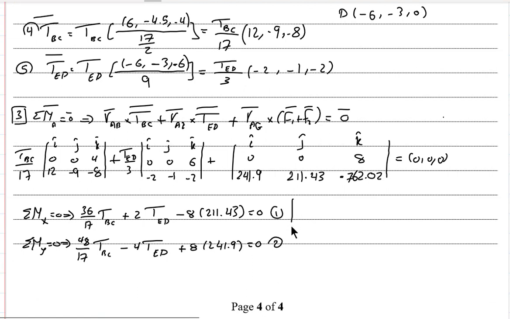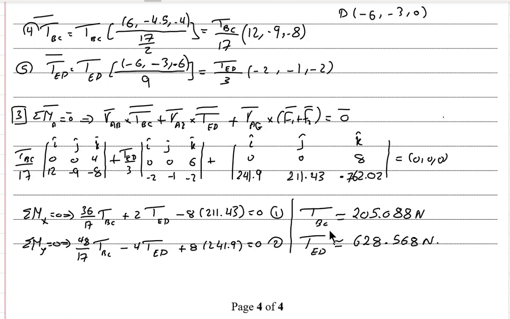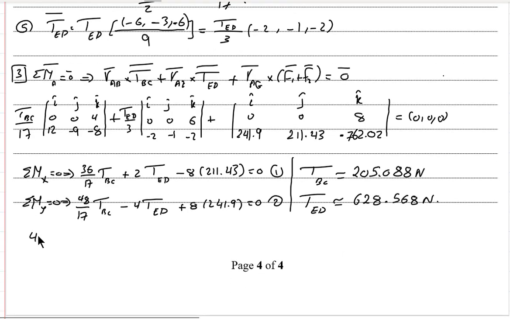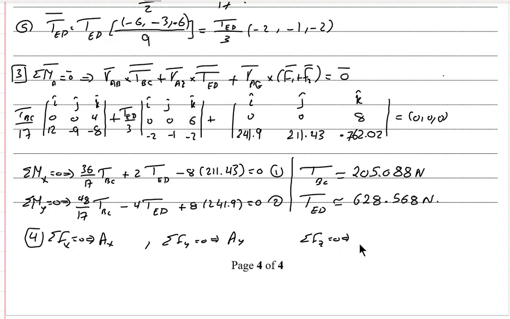We can solve equations 1 and 2 to get the values of the tensions as the following. These are the two tensions. TBC is 205.088 Newton and TED is approximately equal to 628.568 Newton. The fourth and last part is to write sigma fx equal 0 to get the value of ax, and also sigma fy equals 0 to get the value of ay, and finally sigma fz equal 0 to get the value of az, and they should be as the following.